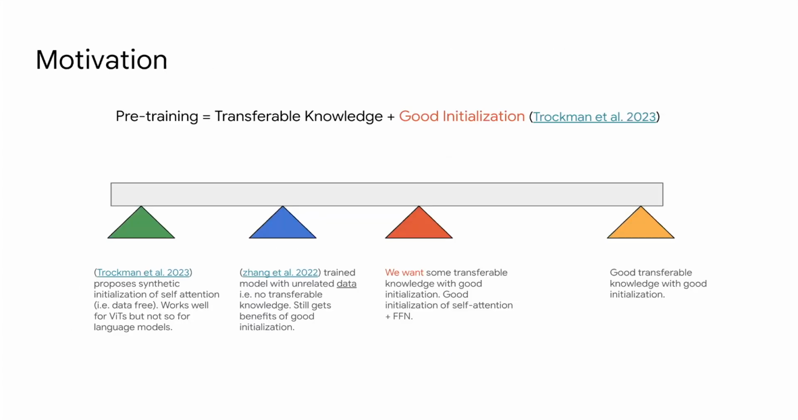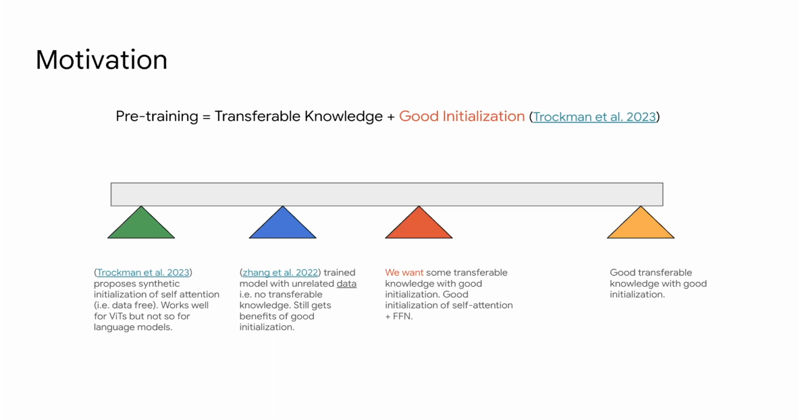So here is the motivation, what we are trying to achieve. There is a recent paper from Professor Zico Kolter's group called mimetic initialization. They have this cool idea that pre-training could also be thought of as transferable knowledge with good initialization. So some of the benefits that we are getting out of pre-training could be just good initialization.